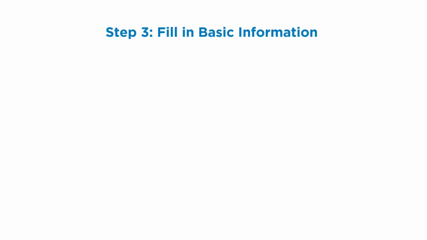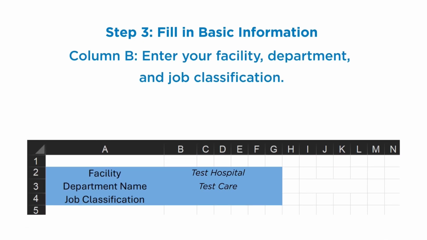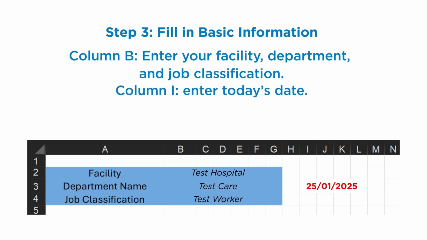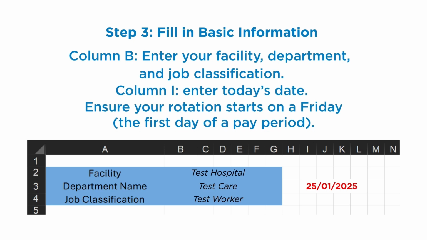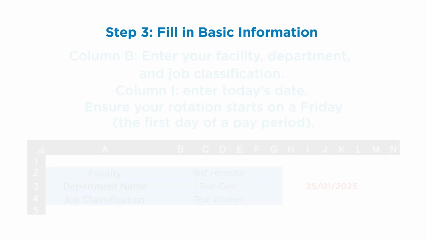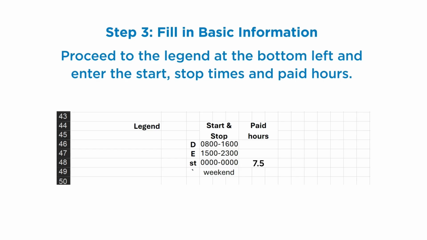Step 3. Fill in basic information. Column B, enter your facility, department, and job classification. Column I, enter today's date. Ensure your rotation starts on a Friday, the first day of a pay period. Proceed to the legend at the bottom left and enter the start, stop times, and paid hours.